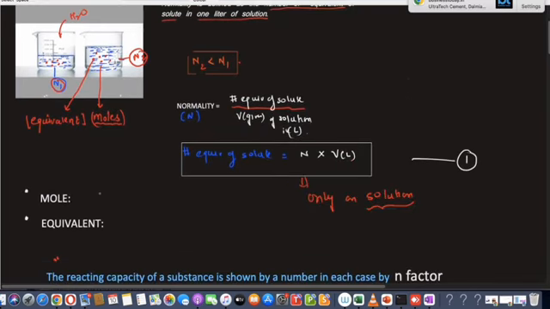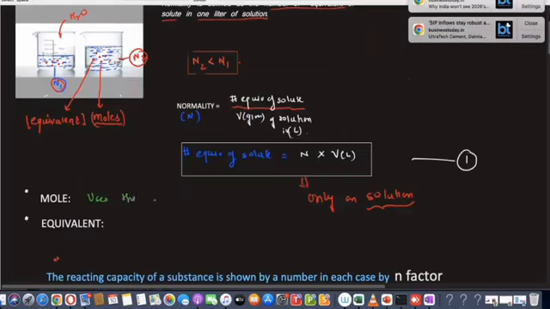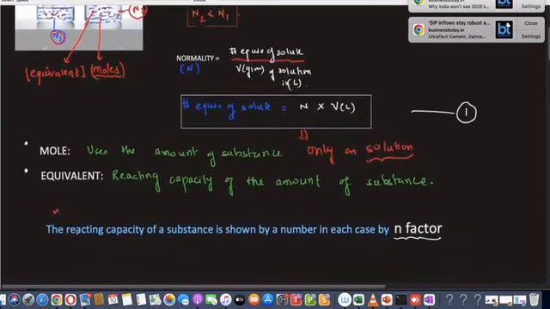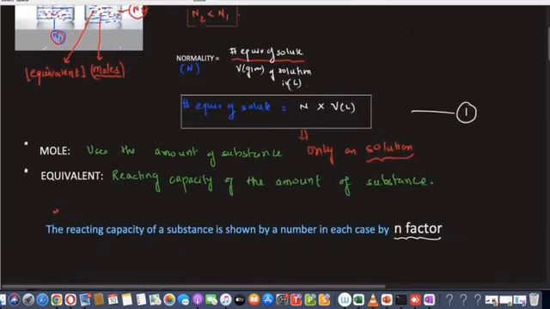What is a mole? Moles use the amount of substance, the whole amount of a substance, whereas the equivalent uses the reacting capacity of the amount of substance. Reacting capacity of the amount of substance. So what does it mean? We'll see that with some analogy in this lesson.